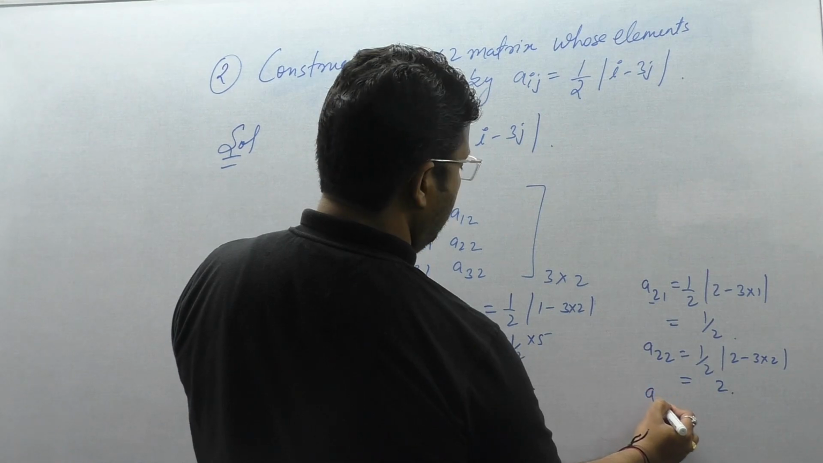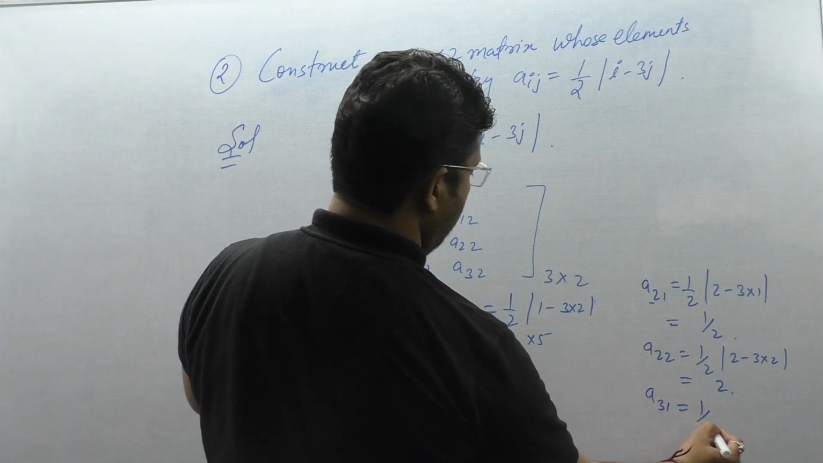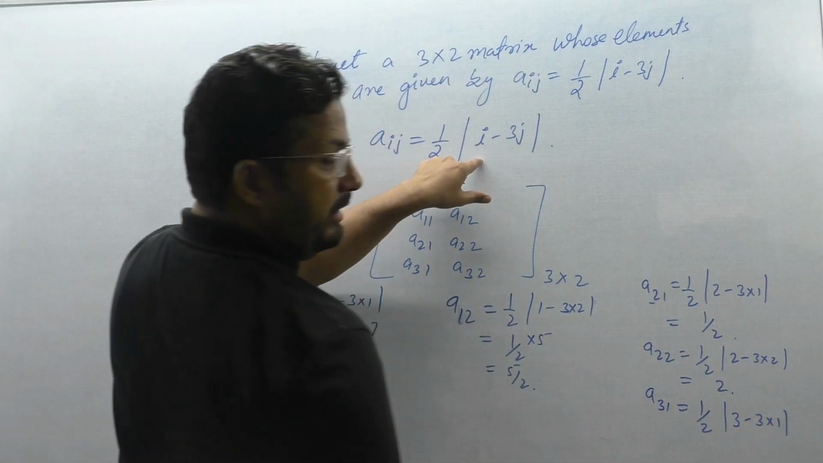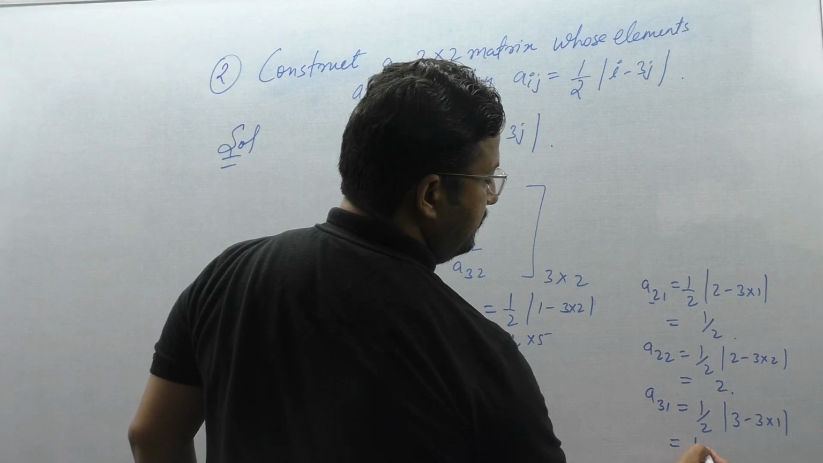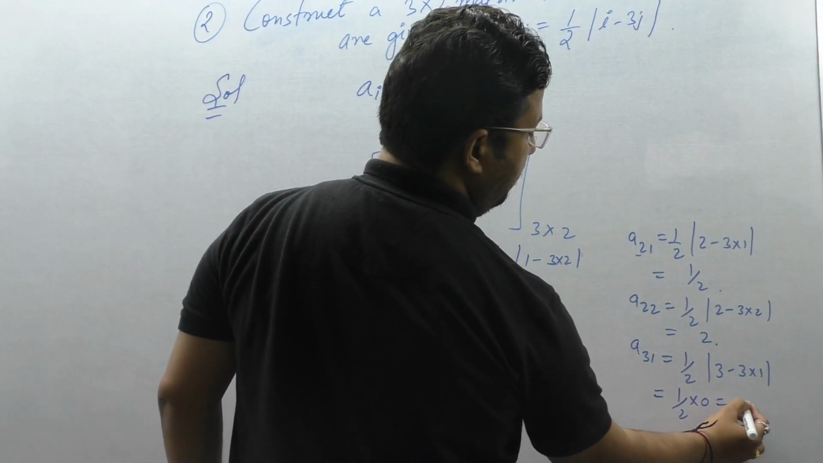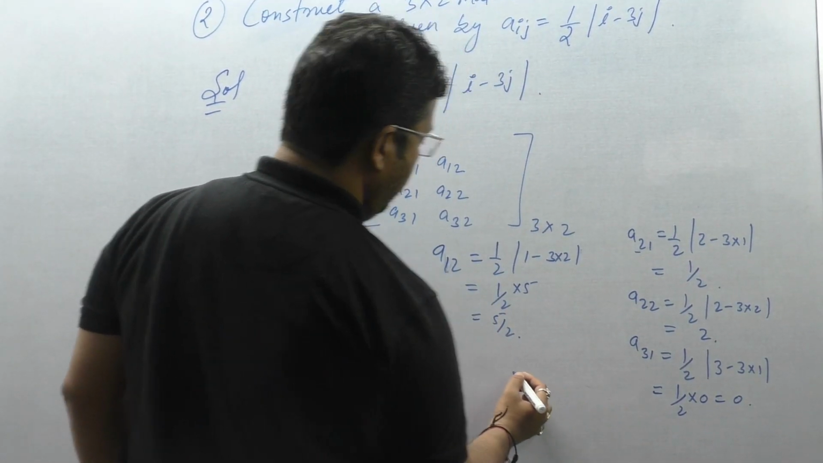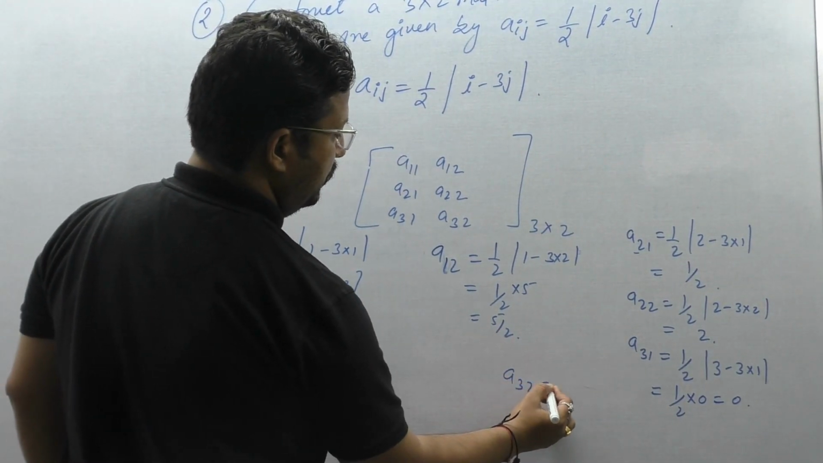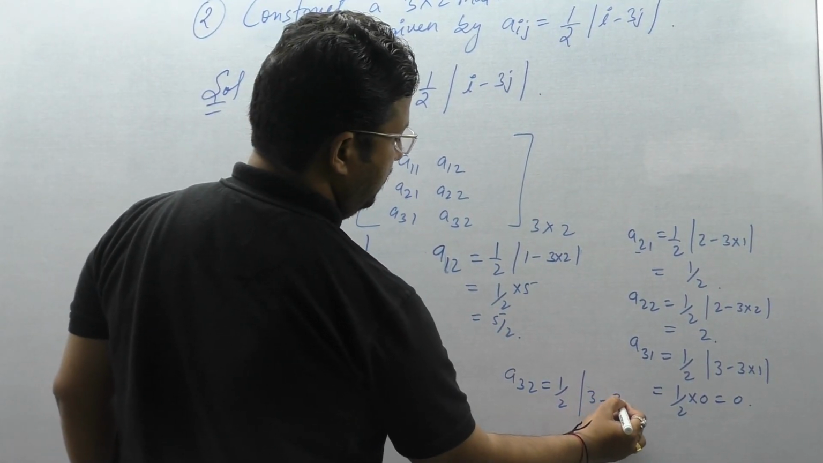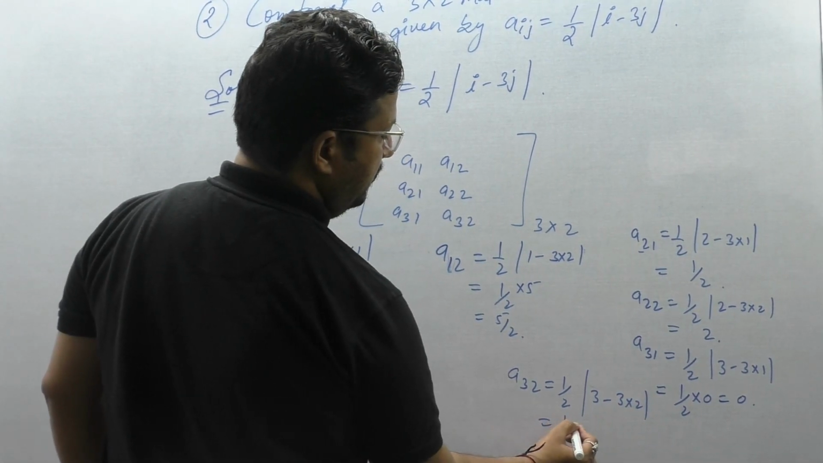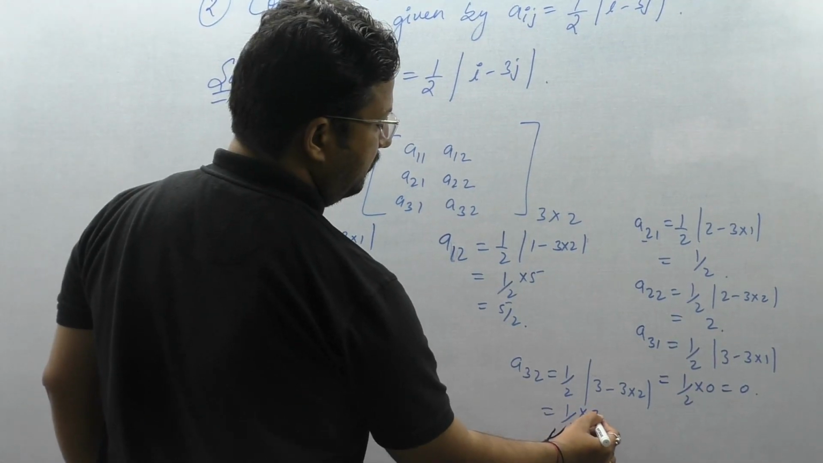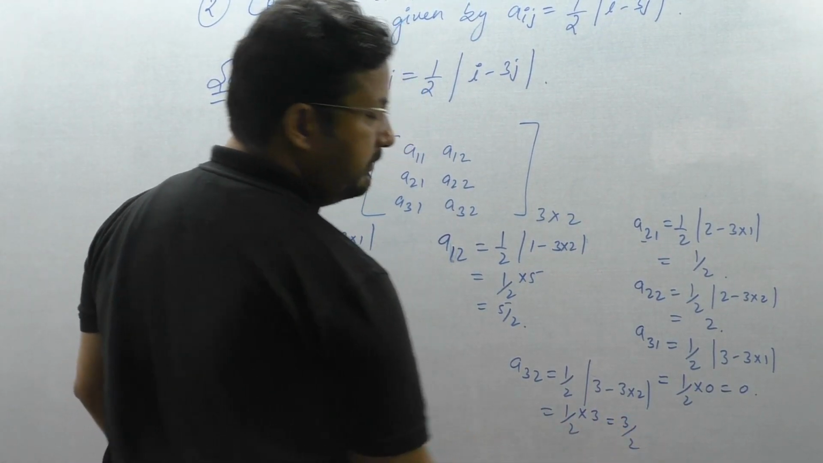In the same way, A31. A31 value will be like half 3 minus 3 into 1. Here I am putting the value in the formula, okay everyone? Half, and 3 minus 3 is 0. So answer will be 0. Then I am finding the value for A32. So it will be like half, and I value is how much? 3, and 3 into 2. So it will be like half. 3 into 2 is like 6. 6 minus 3. So 3 will be left. It will be 3 by 2. So these values we got.